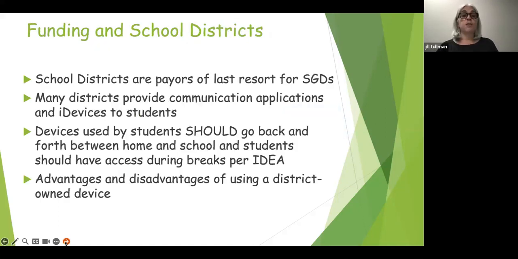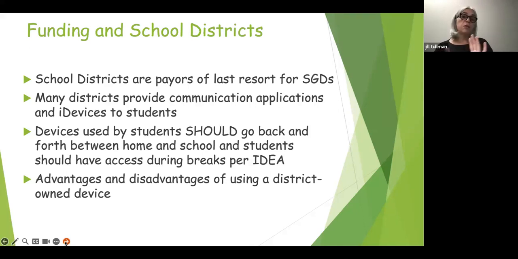And then, Laura, this will speak to funding in school districts, right? In terms of purchasing a speech generating device, school districts are the payers of last resort. Many districts do provide communication apps and iDevices to students. So it sounds like in your case, that's what has been done. It's important that we all know that what the districts provide to the students should go back and forth between home and school, and students should have access to the devices during breaks. And this is mandated in IDEA.